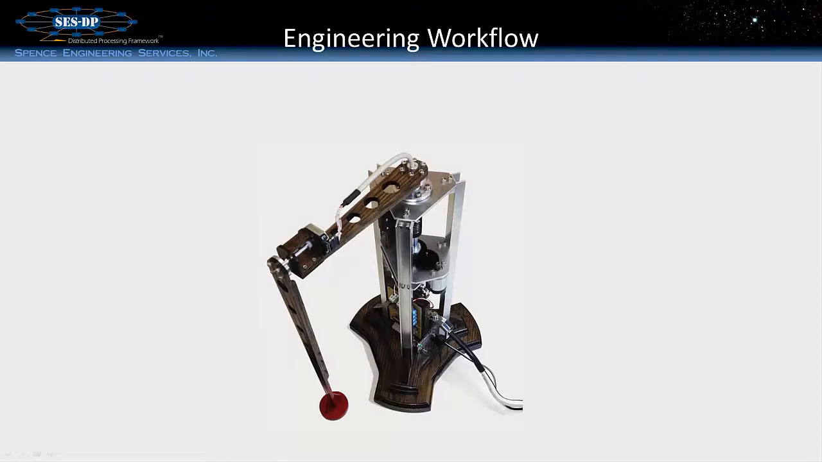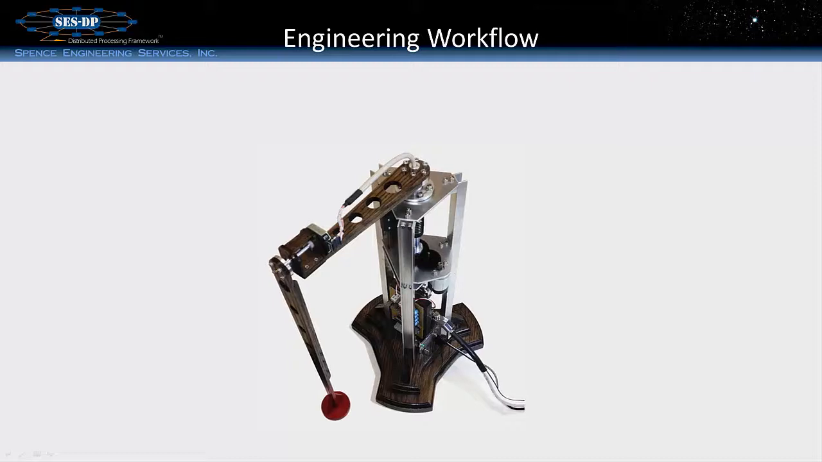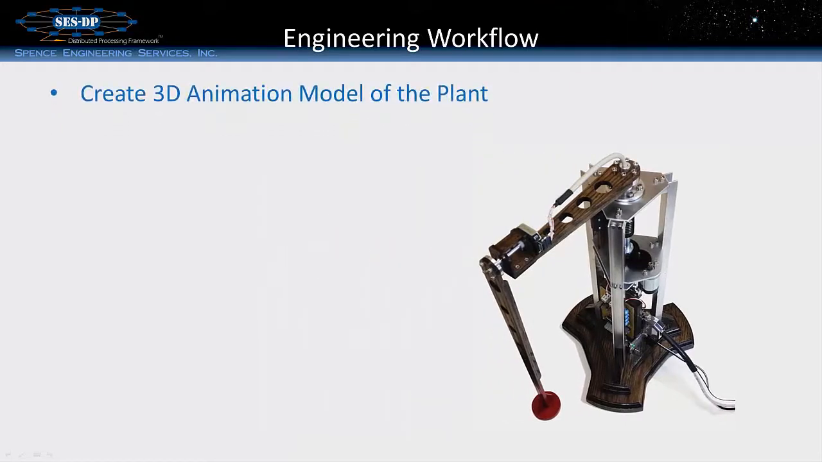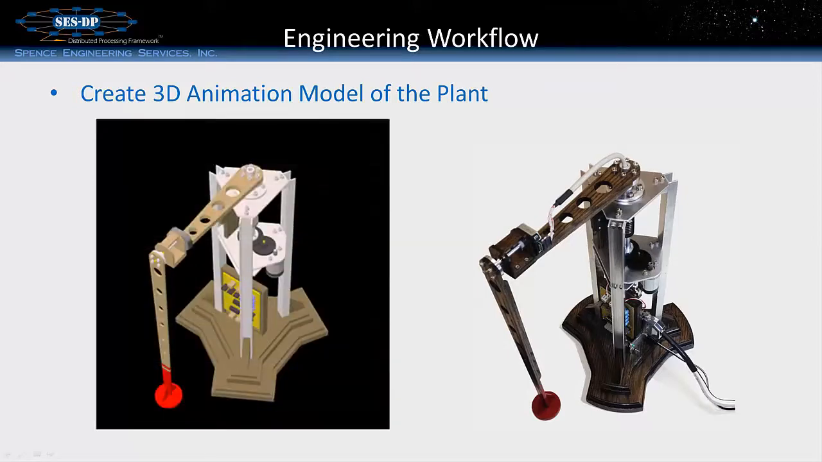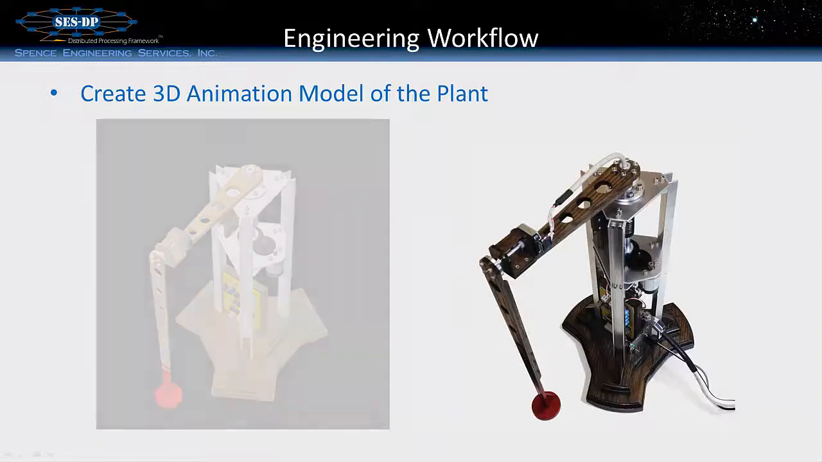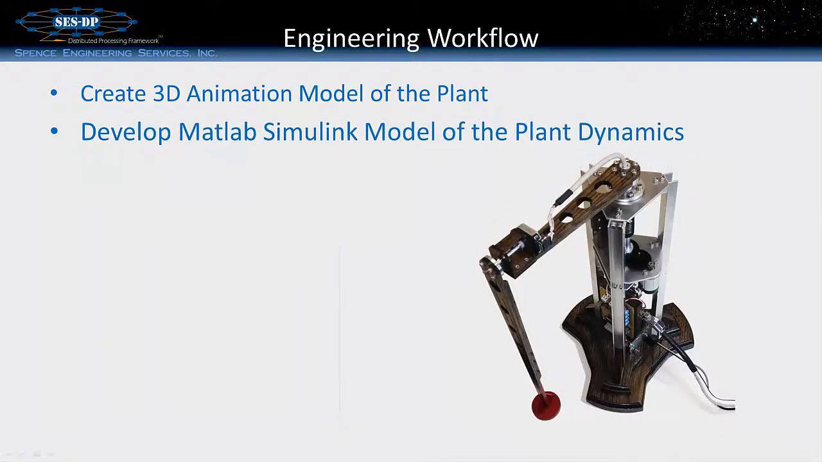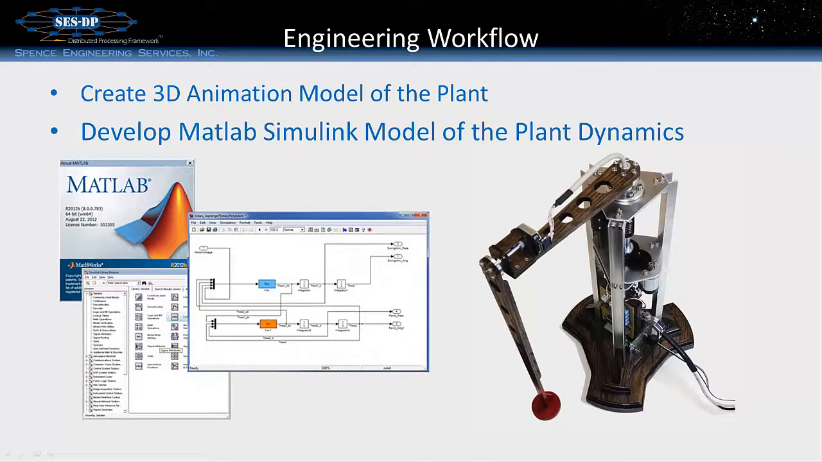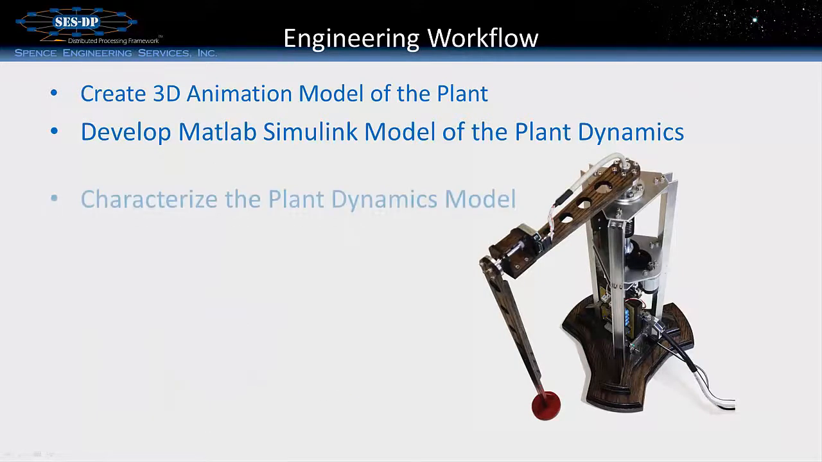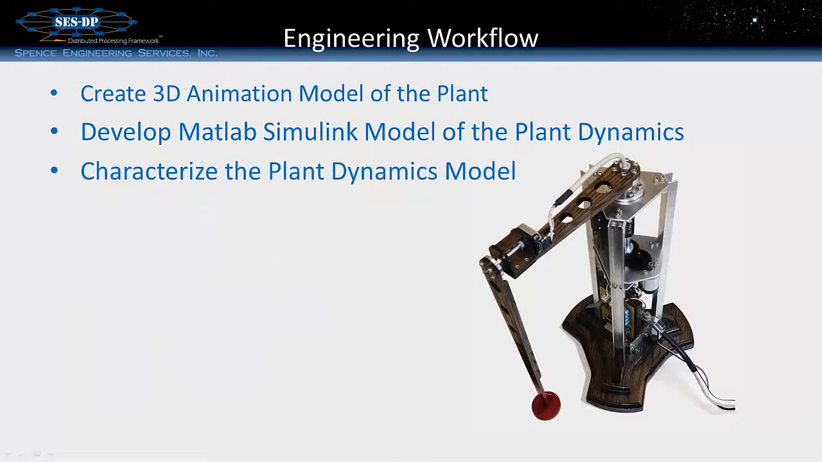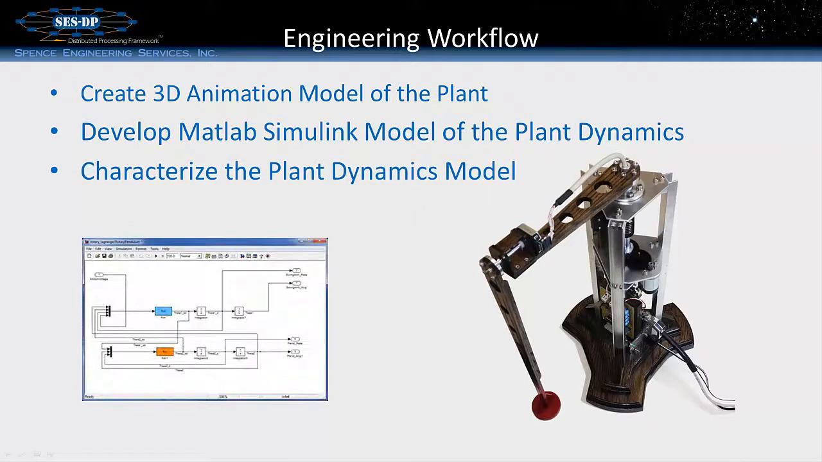To develop and test the real-time controller for this system, we will utilize our standard engineering workflow. The first step is to create a 3D graphics model of the system that utilizes the real-time SES-DP publish-subscribe interface. We then write the dynamic equations of motion for the plant and represent those equations in a MATLAB Simulink model. This is followed by a detailed model characterization, where the simulation physical parameters are tuned to match the open-loop response of the actual hardware.